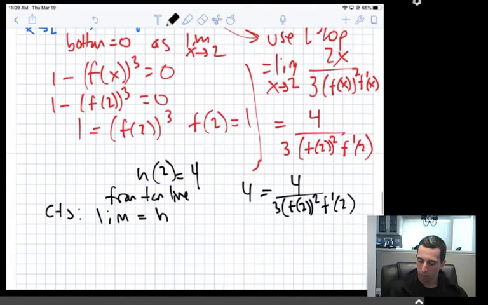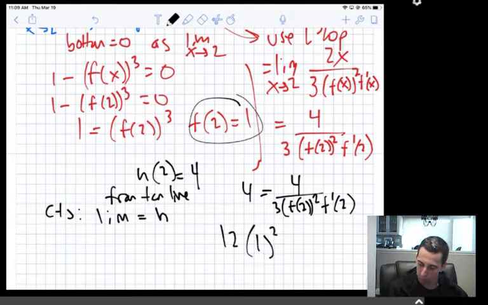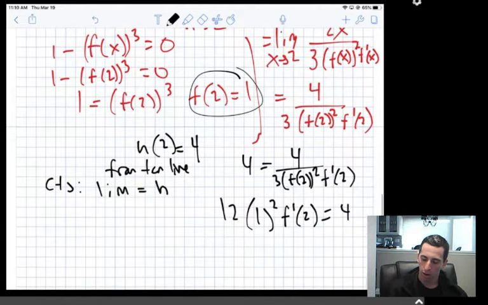Okay, so I'll multiply to the other side, so I get 12 times f of 2, we know is 1, because we found that right here. 12 times 1 squared times f prime of 2 is equal to 4. So that tells me f prime of 2 should equal 1/3.